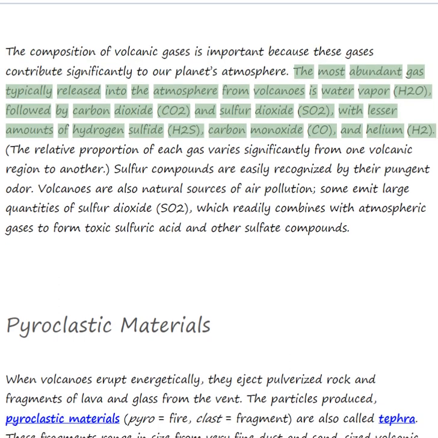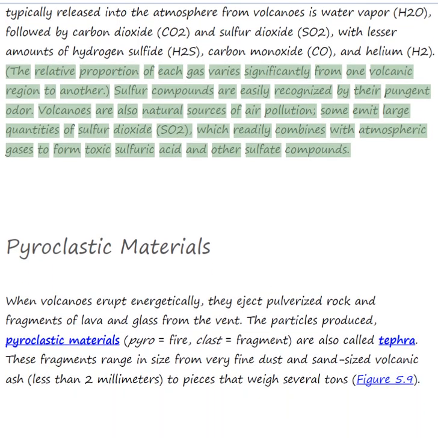The most abundant gas typically released into the atmosphere from volcanoes is water vapor, followed by carbon dioxide and sulfur dioxide, with lesser amounts of hydrogen sulfide, carbon monoxide, and helium. Sulfur compounds are easily recognized by their pungent odor. Volcanoes are also natural sources of air pollution. Some emit large quantities of sulfur dioxide, which readily combines with atmospheric gases to form toxic sulfuric acid and other sulfate compounds.